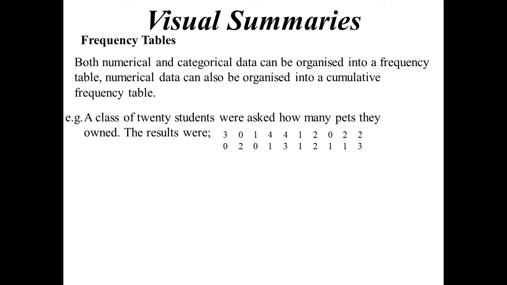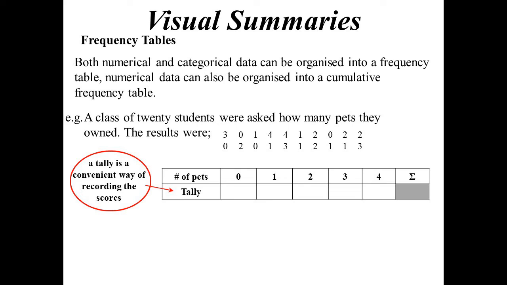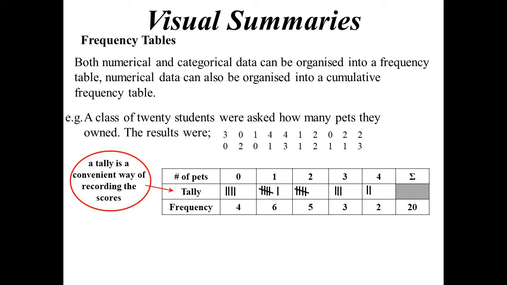Here's an example. Class of 20 students. How many pets they own. And there's the results of our 20 students. Okay, tally is probably one of the first ways we saw of how to fill out a frequency table. We would have done something like this. But of course, once we get to 5, whoop, put a line through it. And that's probably the first way we started recording. And then we transferred that over to a frequency.